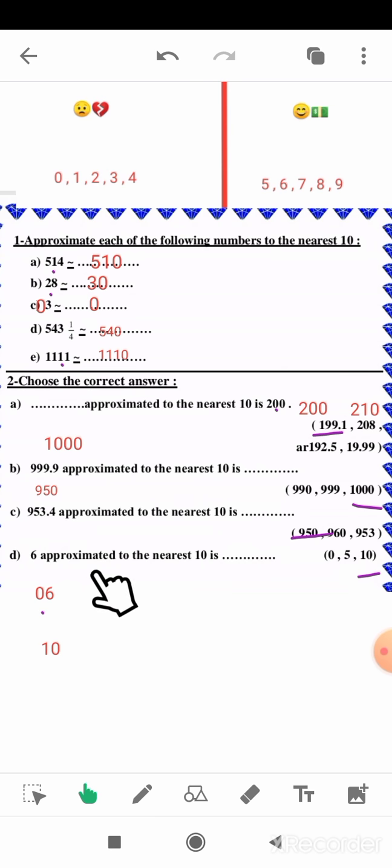6 approximated to the nearest 10: I will put 0 before 6 because it's tens. So I have here units and tens. Looking at the units, I find it's 6. 6 is a rich number, so I give 1 to its previous number, the tens place, and make the unit a 0. So the result is 10.